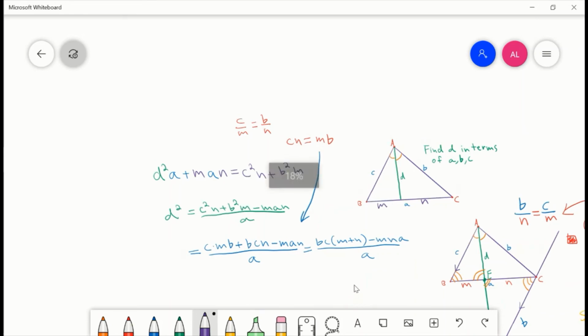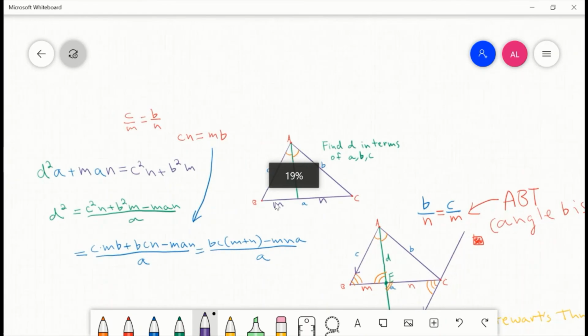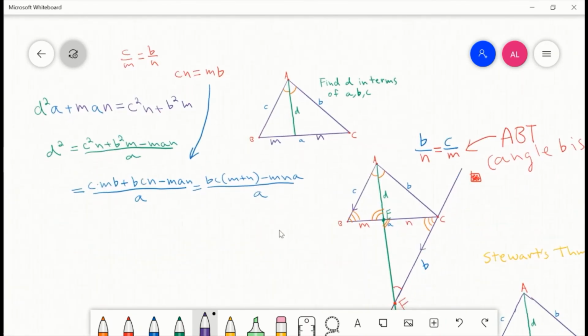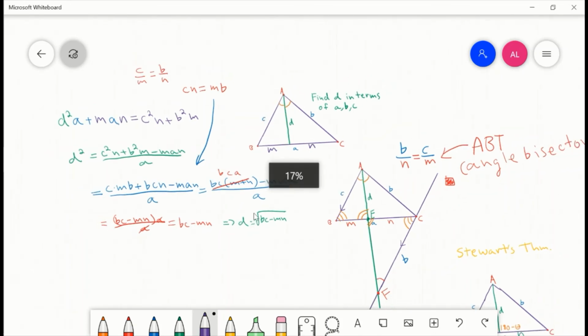Now notice, this was also a technique that we used in our proof of Stewart's theorem. I mean, it's not really a technique, it's just a fact that m plus n is equal to a, so we can actually turn this into bca and factor. Like this. The a's go away, and we have that d squared is equal to bc minus mn, yielding that d is equal to the square root of bc minus mn, and it's obviously equal to the positive square root since it is a length.